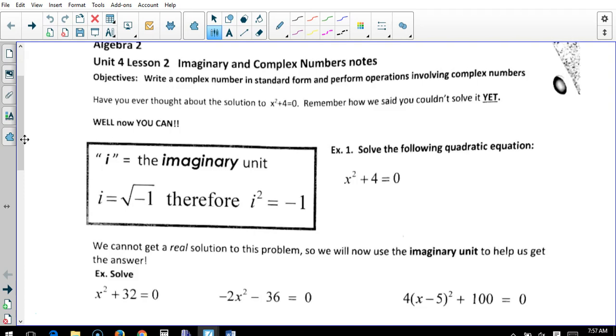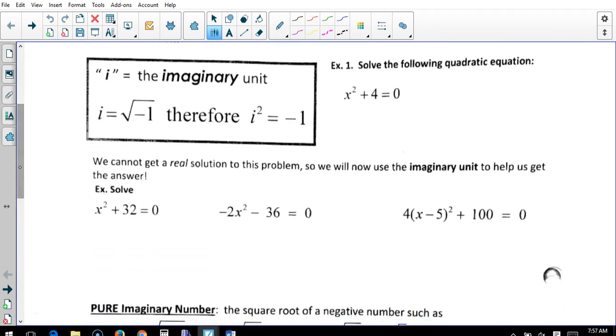Have you ever thought about the solution to x squared plus 4? Remember how we said before we couldn't do it? Yeah. Now we're going to be able to. i is the imaginary unit. i is equal to the square root of negative 1. And if we squared both sides, that would cancel, right? And we'd end up with i squared equals negative 1.